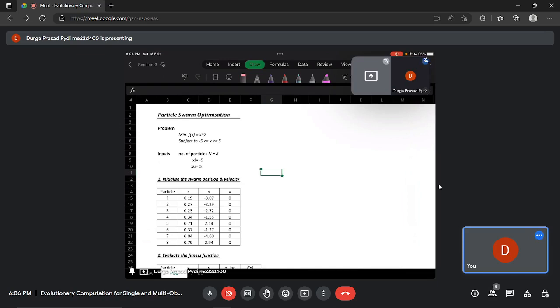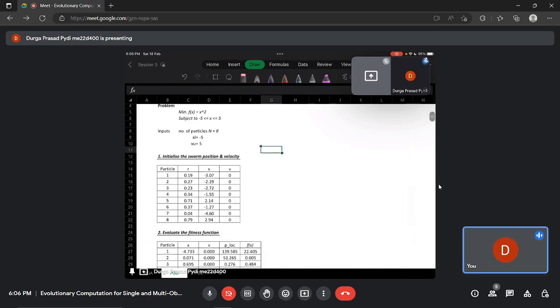So the main idea here is we have two things. One is x, which indicates your position of the bee at a given point of time, and v is your velocity. Velocity is kind of telling you in which direction it should go, in a sense, in your search space, which direction it should go.